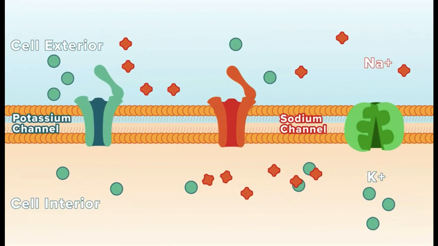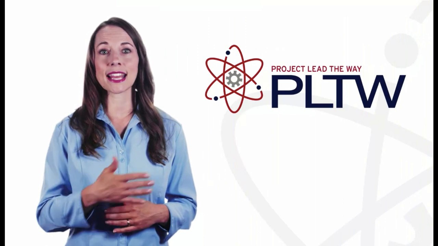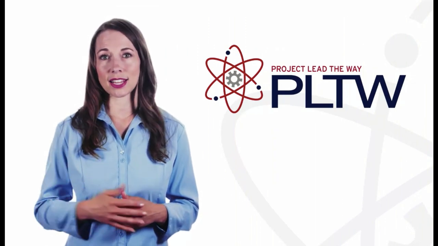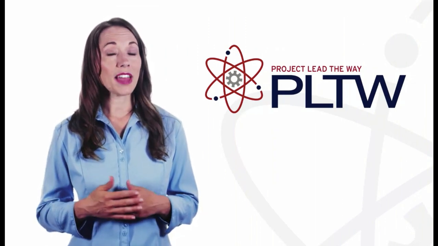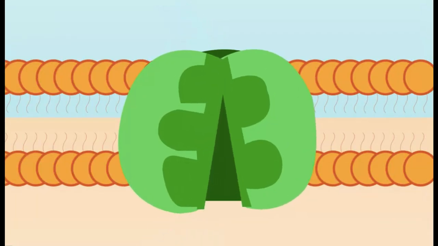The cell membrane also contains another specialized type of protein called a sodium-potassium pump. This pump moves sodium and potassium ions back to the side where they started. It uses energy in the form of ATP to do its job. Note that this pump moves 3 sodium ions out of the cell and moves 2 potassium ions into the cell.